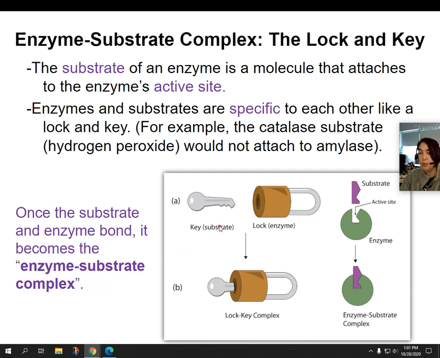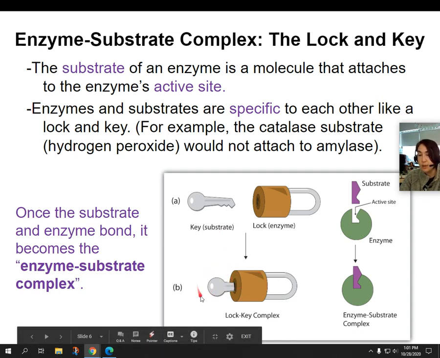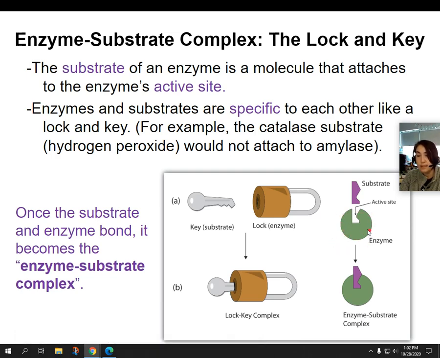So if we look at our example with a lock and key, think of the lock as the enzyme and the key is the substrate. So when the lock has the key fitted into it, this is the only key that's going to fit in this lock, it becomes the lock-key complex. When we have enzymes, we have our enzyme here, which is like the lock. It has an active site, a specific shape that the substrate fits into. And this shape is specific to that substrate. And then once they're together, we have the enzyme substrate complex.